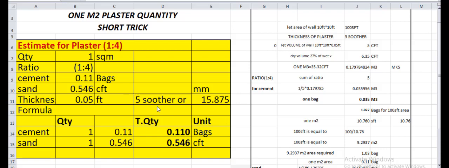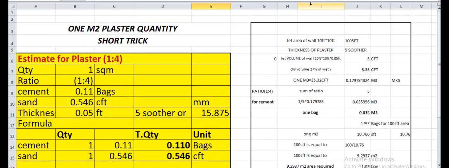So how do I calculate this quantity? For example, this is a wall. The wall thickness is 0.5. This is the length of the wall, and this is the height of the wall. This is 10 feet and this is 10 feet. The thickness is 5 sutures. So the area is 100 SFT.